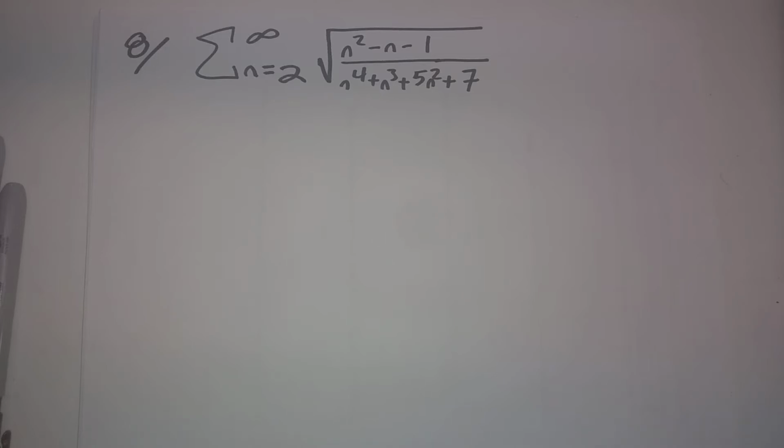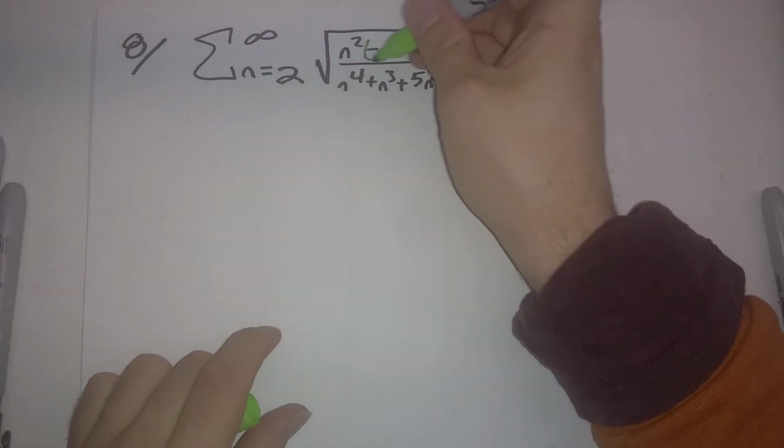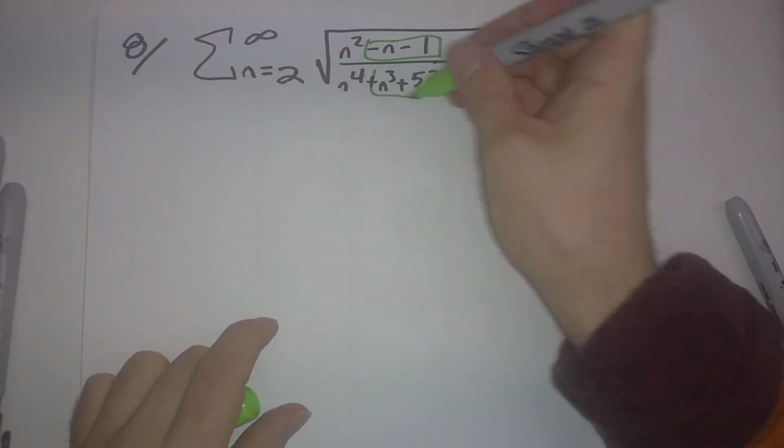Problem number 8, determine convergence or divergence of this series, the sum of n from 2 to infinity of the square root of n squared minus n minus 1 divided by n to the 4th plus n cubed plus 5n squared plus 7. So when I see this problem, I kind of see this and this.